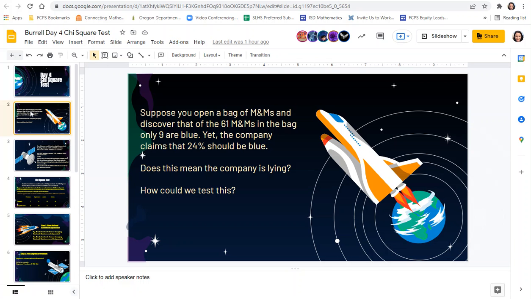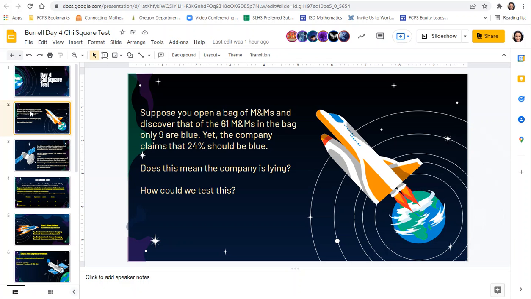And we are going to do a problem first that seems a little bit similar to one we've done before with a significance test. We have a bag of M&Ms. There are 61 M&Ms in the bag, and 9 of them are blue, but the company claims that 24% should be blue. So do that quick calculation, and you should discover that 9 over 61 is really not that close to 24%.